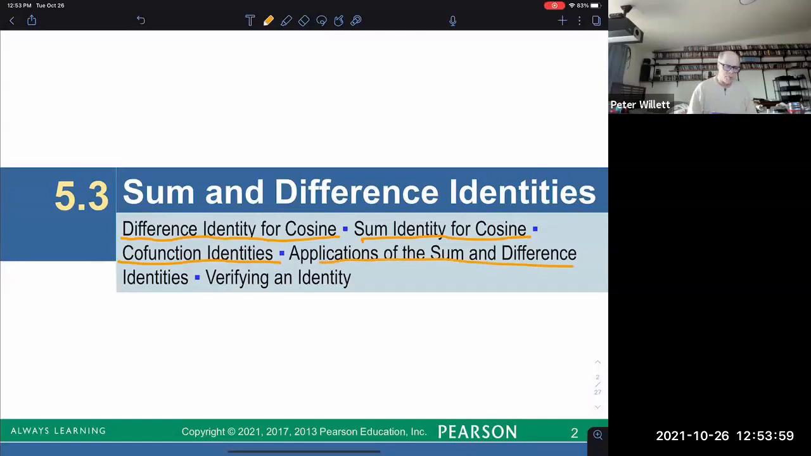Okay, but these difference and sum identities for cosine are very important. And in 5.4, we're going to look at the same things for sine and tangent as well. So that's basically our goal for the week, to look at the sum and difference identities for sine, cosine, and tangent. We're beginning with the cosine sum and difference identities in 5.3. So that's the plan.